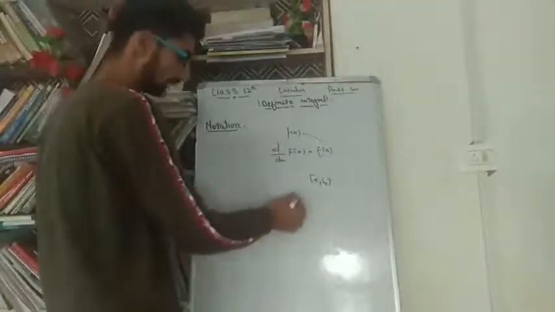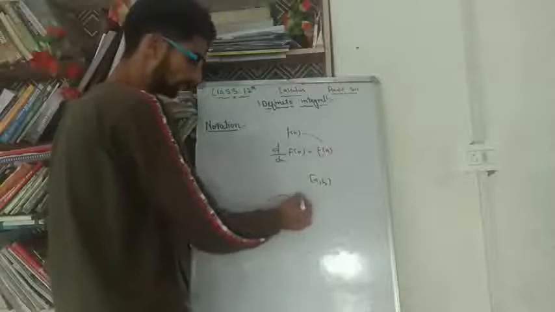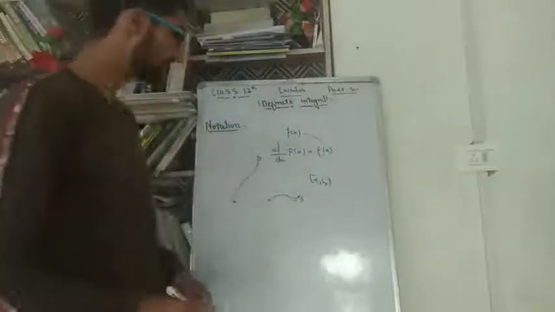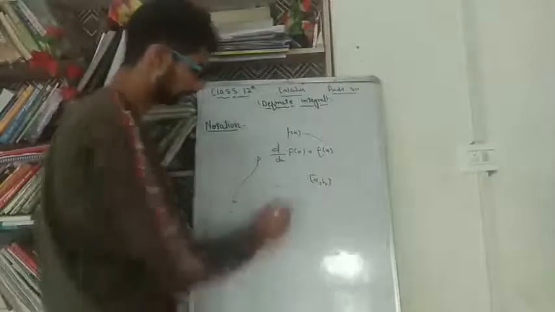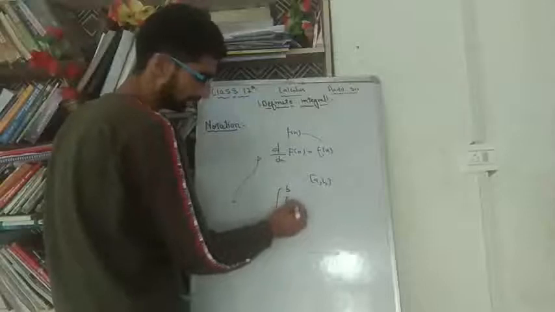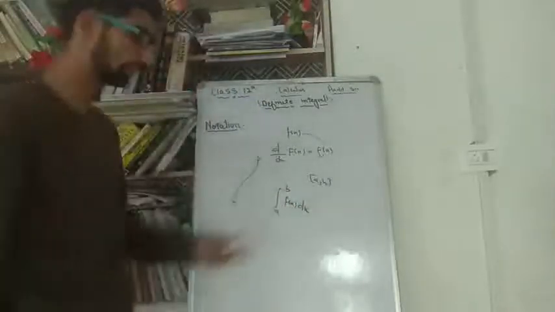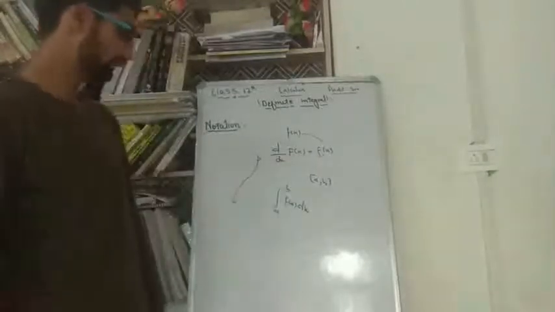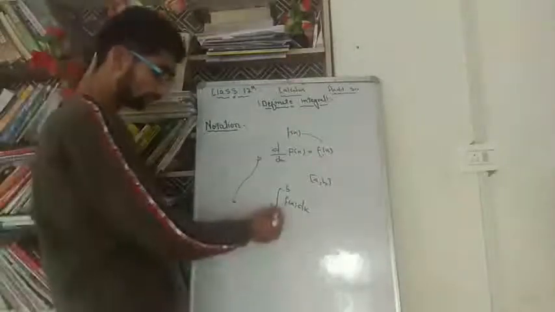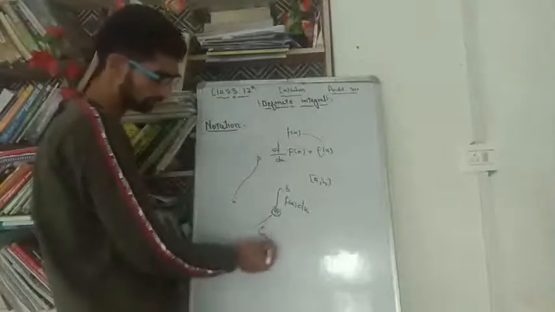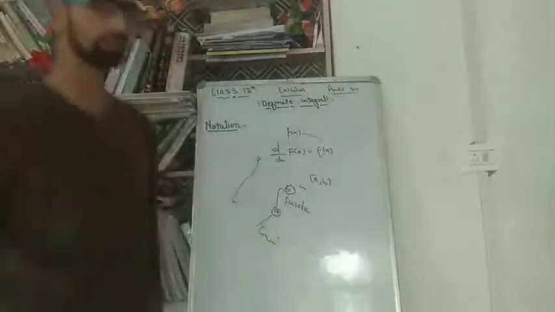If this is our curve f of x, and it is continuous from a to b, then the definite integral of this f of x is denoted by the integral from a to b of f of x dx. It is the notation of the definite integral of this function f of x, and this a is called the lower limit, and this b is called the upper limit.